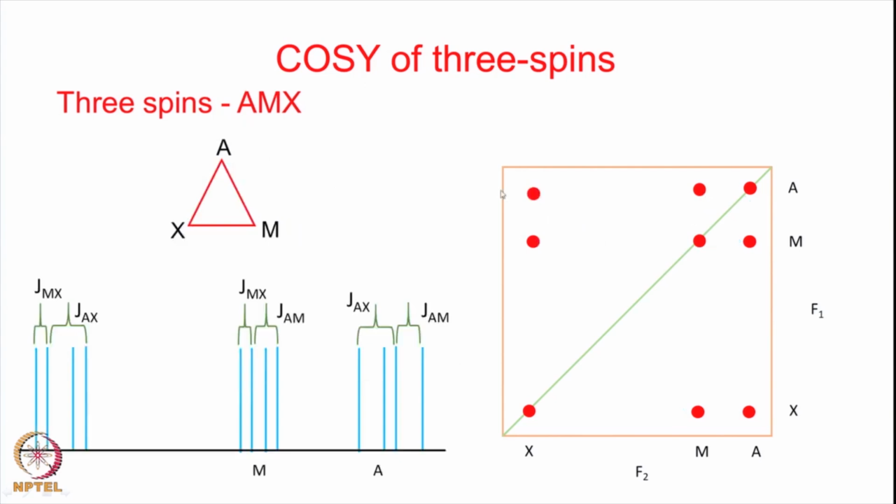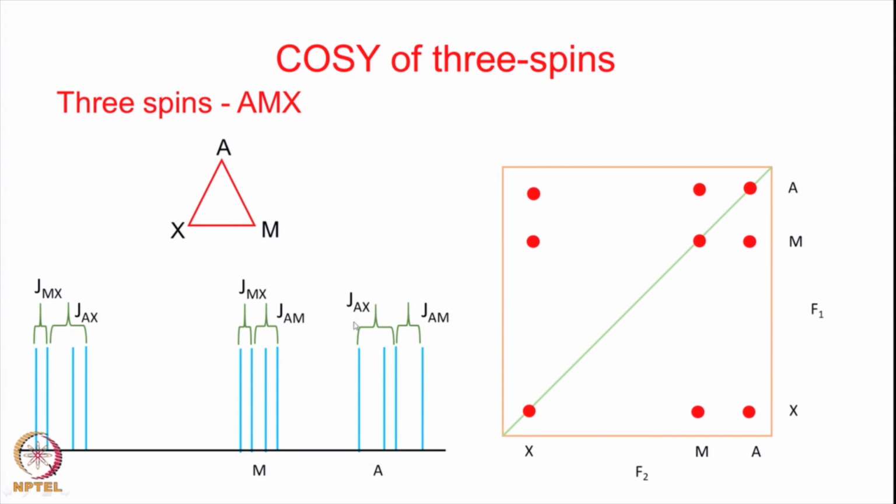Suppose we have a 3 spin system where the coupling network is a triangle. So A is coupled to X, A is coupled to M and M is coupled to X as well. Therefore each one of them has 2 couplings. Therefore each one of them will be a doublet of a doublet. So there are 4 lines for each one of those, and these 4 line structures of individual spins are indicated here. The A spin now has a doublet of a doublet.